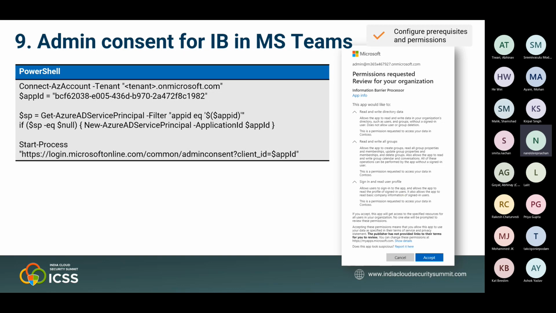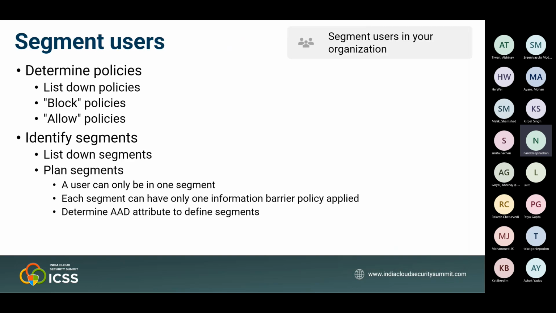Once you provide that, at least you will be able to go ahead and use the information barrier policies. So now that comes to the place to segment the users, so you can determine the policies to block or allow the communication between two groups. So let's say once you define the segment, you want to either allow the communication between those two segments, or you want to block the communication between those two segments. So identify all those segments, list down what kind of segments you will need, and then plan accordingly.